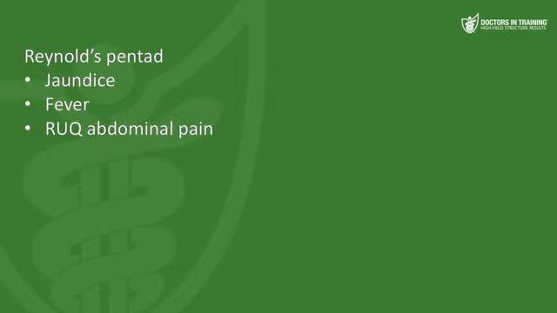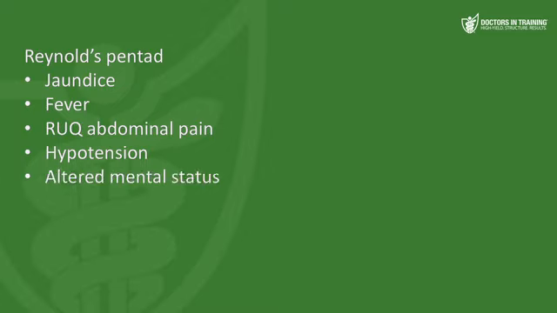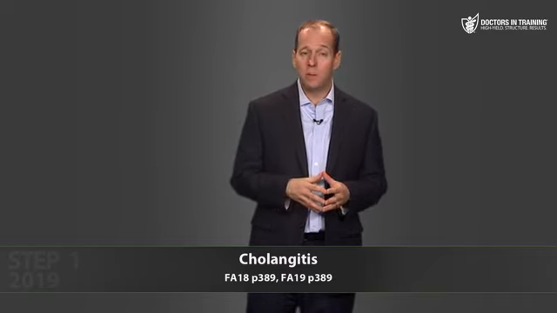There's also something called Reynolds pentad. Reynolds pentad is Charcot's triad of jaundice, fever, and right upper quadrant pain, plus 2 other signs. It's a pentad, and pentad means 5, just like triad means 3. So Reynolds pentad is Charcot's triad, plus more severe symptoms, including hypotension, which is indicative of septic shock, and altered mental status. And remember, this is Charcot's triad of cholangitis. There's also a Charcot's triad of multiple sclerosis. What's that triad? Tremor, nystagmus, and scanning speech.